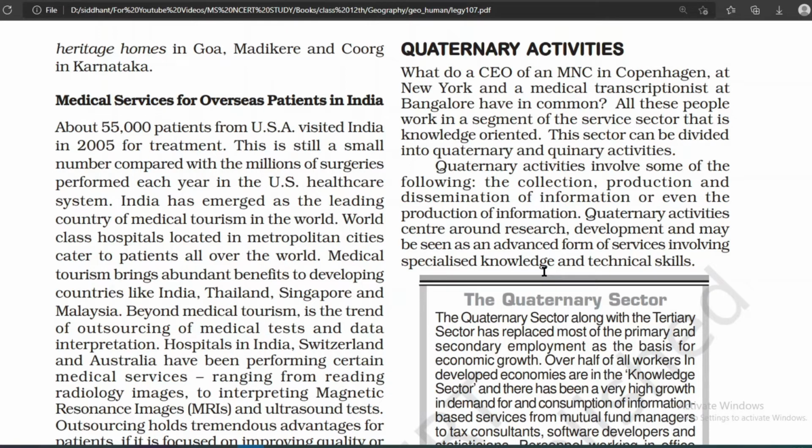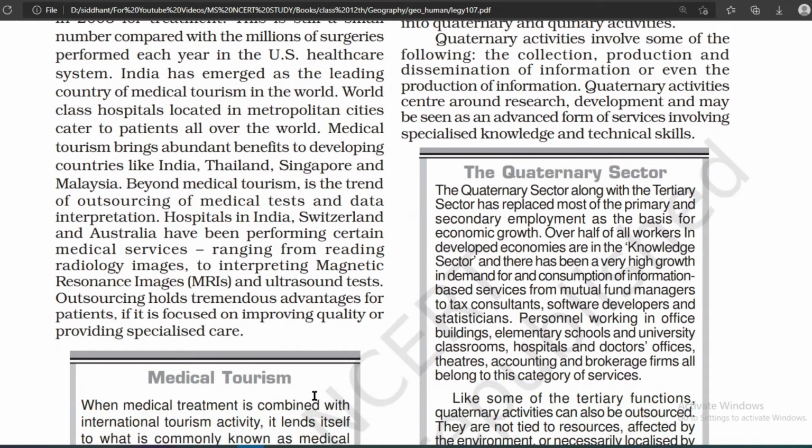Beyond medical tourism is the trend of outsourcing of medical tests and data, and Australia has been performing certain medical services ranging from reading radiology images to interpreting magnetic resonance images, MRIs, and ultrasound tests. Outsourcing holds a major advantage for patients if it is focused on improving quality or providing specialized care.